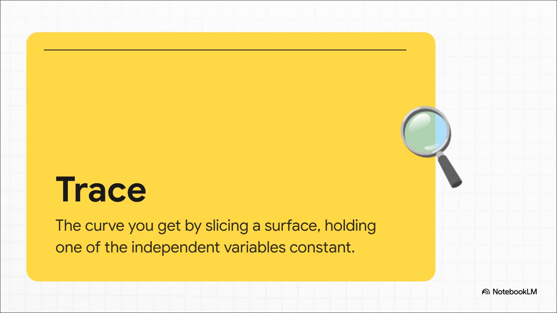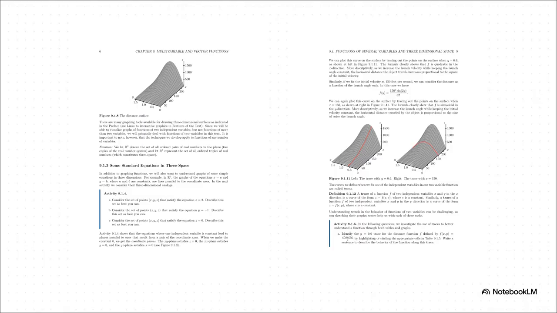We call this slice a trace. Imagine our 3D surface is a big mountain of clay. A trace is like taking a knife and just slicing straight down. You're basically fixing one of your variables so you can see what happens with the other one. And here's exactly how it works.